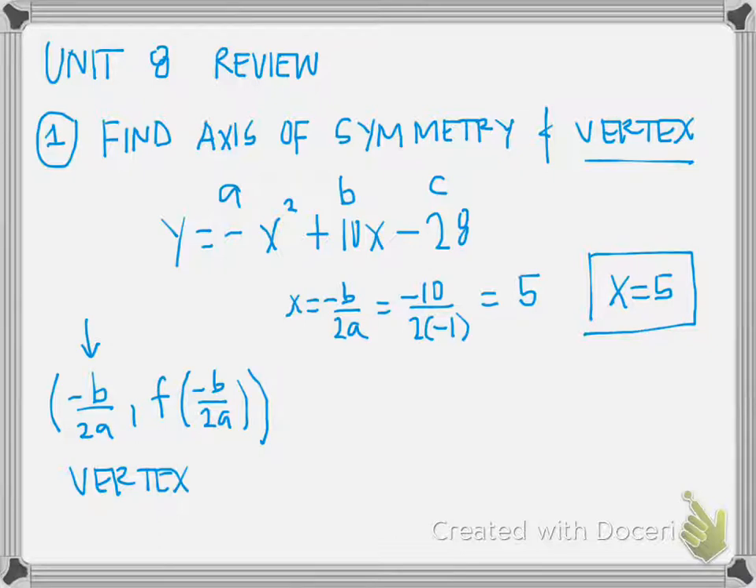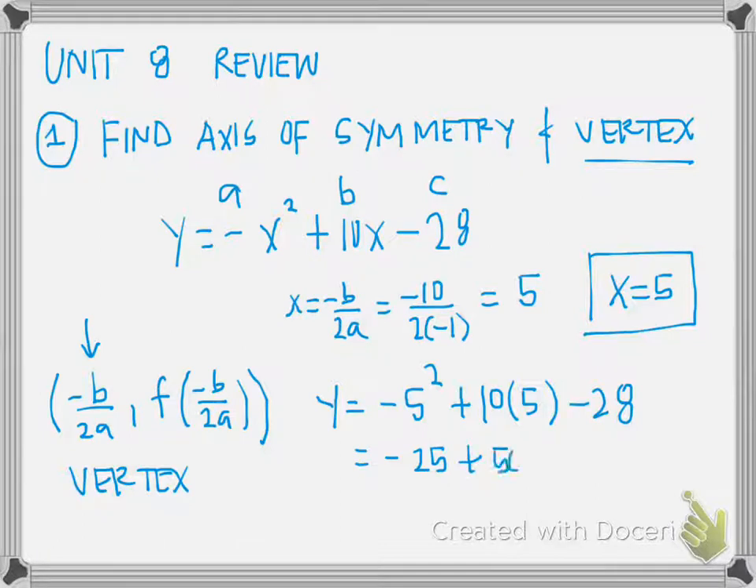Okay, so to find the vertex, now I'm going to take 5 and plug that back in. So it's going to be a negative 5 squared plus a 10 times 5 minus a 28. So that's going to be a negative 25 plus a 50 minus a 28. So it's going to be a negative 3. So the vertex is going to be 5, negative 3. Good?